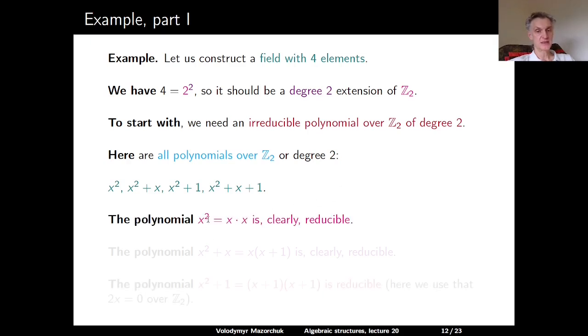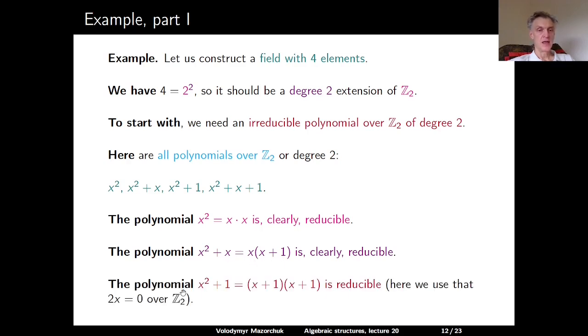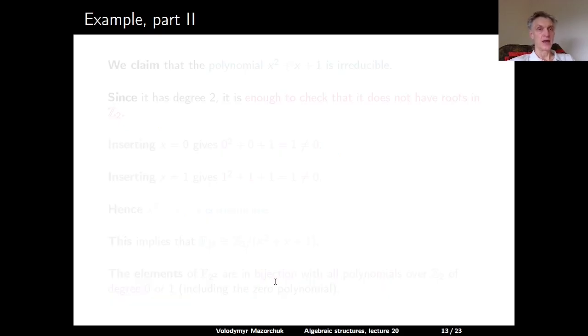The polynomial x squared is x times x, so that's reducible. The polynomial x squared plus x is x times x plus 1, that's reducible. The polynomial x squared plus 1 is actually equal to x plus 1 times x plus 1, because 2x is equal to 0 over Z2. So this is also a reducible polynomial. And we claim that the remaining polynomial x squared plus x plus 1 is irreducible.